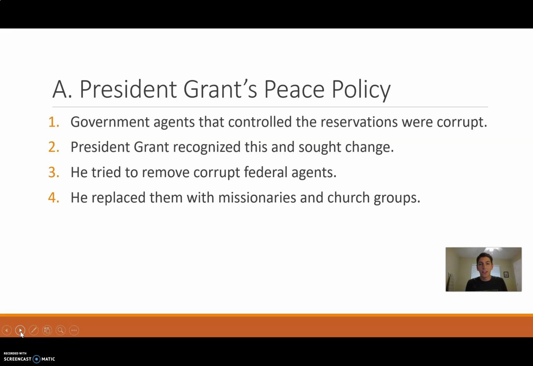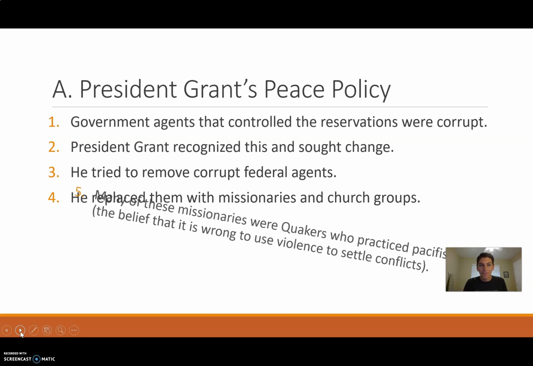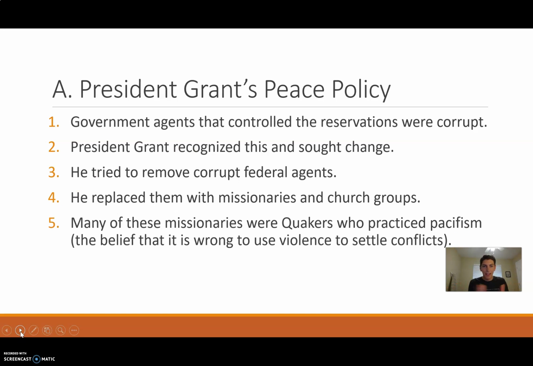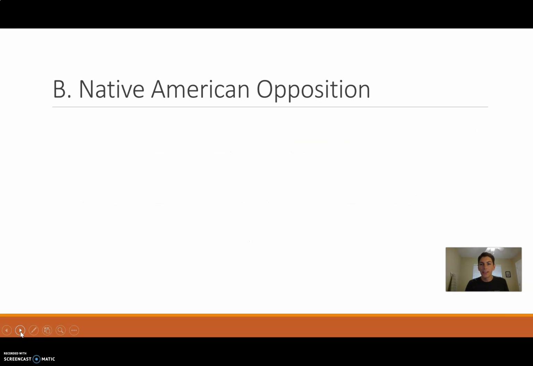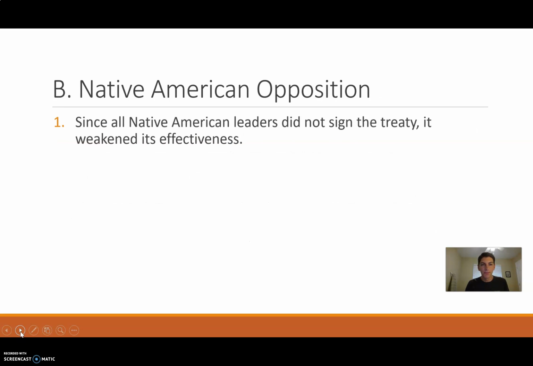And there was one specific group that he liked to depend on, and that was the Quakers. The Quaker group were what we would call pacifists. And if you believe in pacifism or are a pacifist, you don't believe in fighting. And the Quakers were perhaps the most peaceful religious group of the time. And so, like I said, and what it says on the PowerPoint, many of these missionaries were Quakers who practiced pacifism. That's an important term. The belief that it is wrong to use violence to settle conflicts.